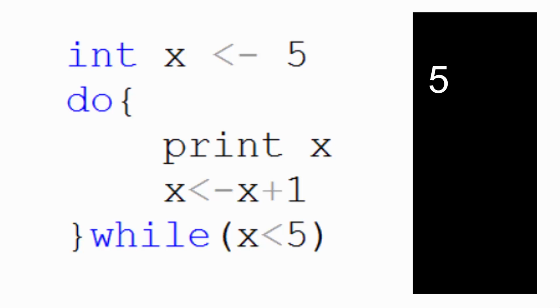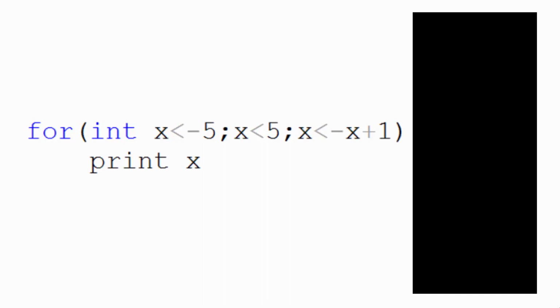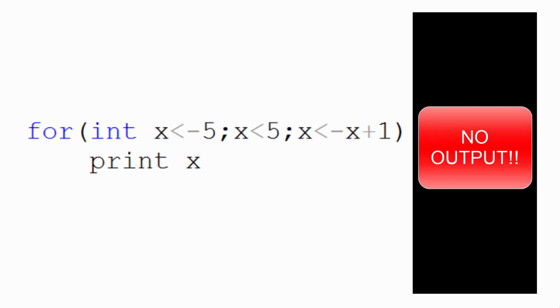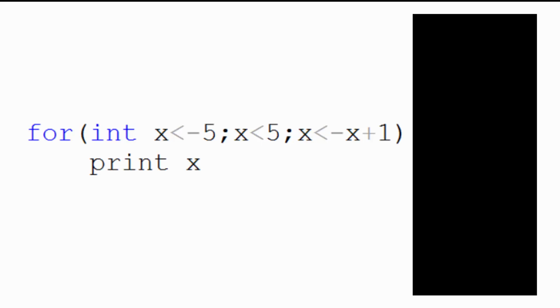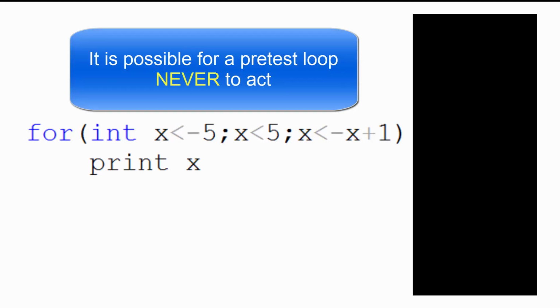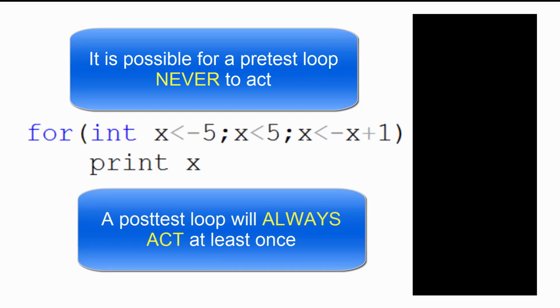What about this for loop? Will there be any output here? The answer is no. It is a PreTest loop and will not produce any output because the check is false from the start. The most important thing to understand is this. It is possible for a PreTest loop never to act, but a PostTest loop will always act at least once. I repeat, it is possible for a PreTest loop never to act, but a PostTest loop will always act at least once.